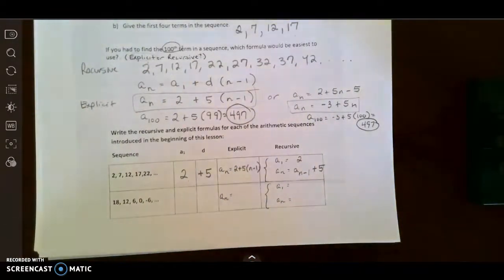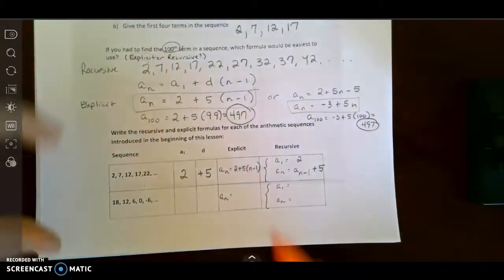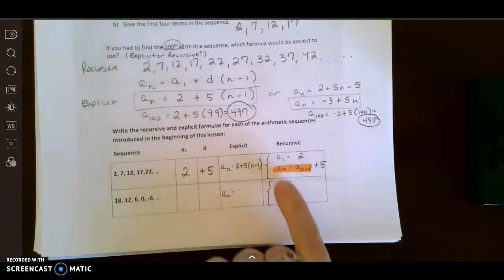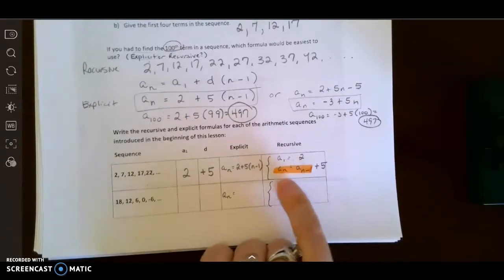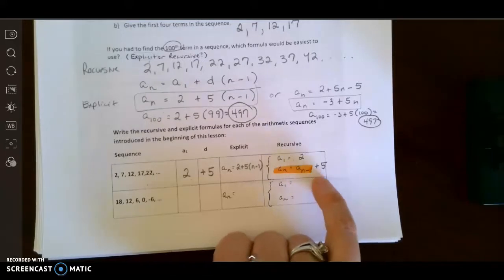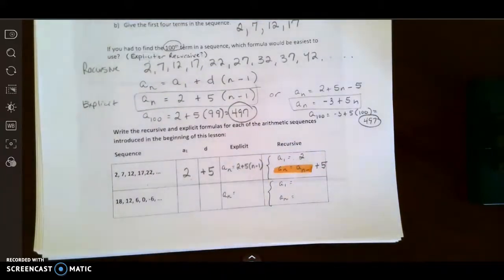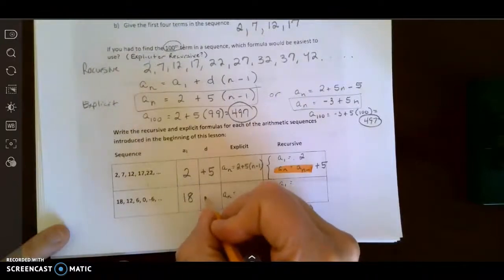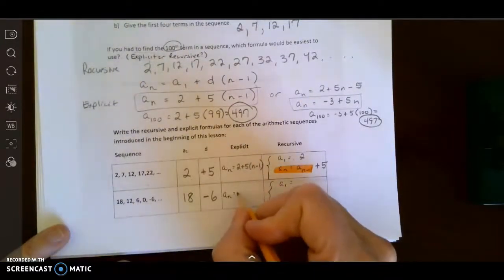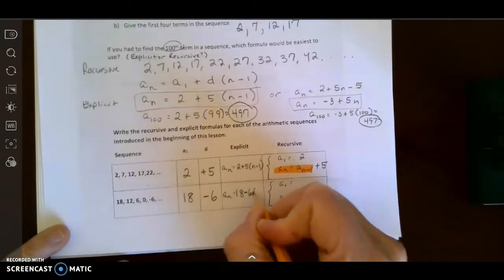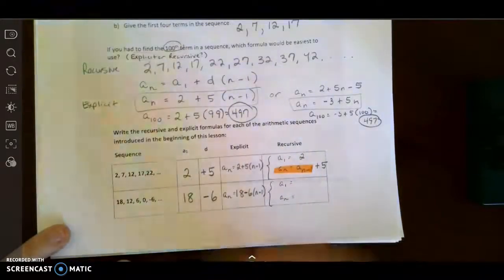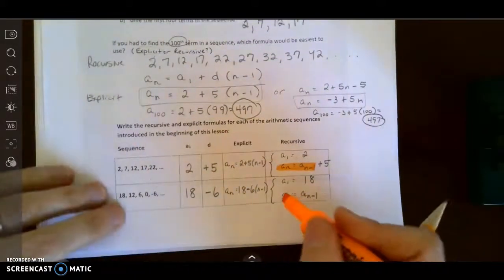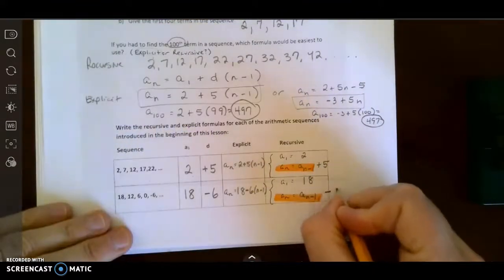I want you to notice that when we're doing a recursive formula, the first part of it always looks like that. The second line always starts off a sub n equals a sub n minus 1. That's a sub n equals previous term plus 5. That's how you think of that. All right, let's go to the next one. My first term is 18. And I'm subtracting 6, so minus 6. So I'm going to have 18 minus 6 times n minus 1. My first term is 18. A sub n is always the previous term, which is a sub n minus 1. Always starts off that way, minus 6.